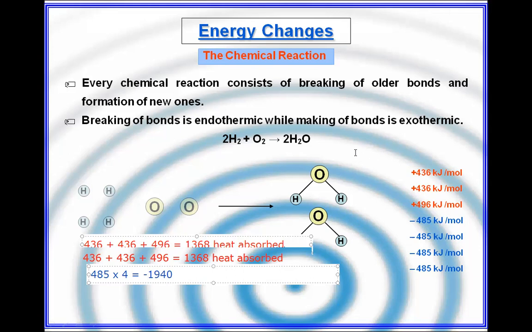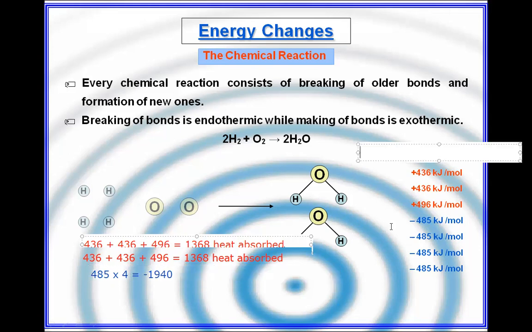How can we subtract them? Minus 1940, while plus 1368. Plus 1368 is the positive red color.